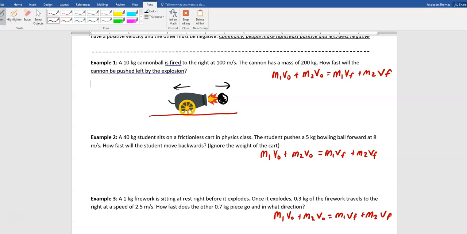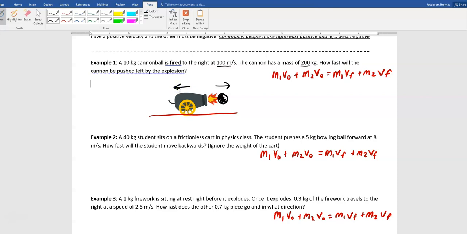Now, because the cannon is so much heavier than the cannonball, you're going to have a really big velocity with the cannonball, in this case 100 meters per second, and the cannon itself, which is 200 kilograms, is going to be pushed back the opposite way, but much slower.